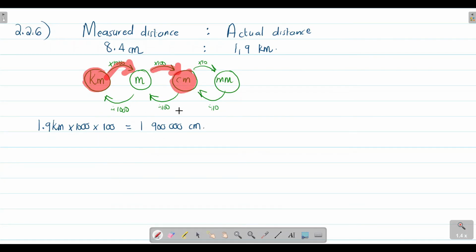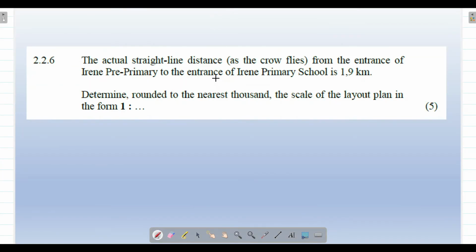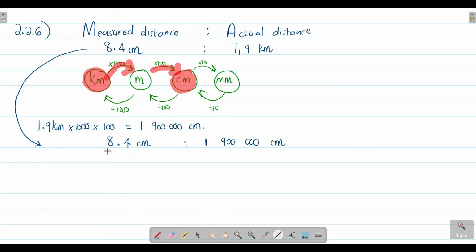Okay, so this is just our rough work. From here, we can then write that the measured distance in centimeters is 8.4 centimeters, and the actual distance in centimeters, so 1.9 kilometers in centimeters, is 1,900,000 centimeters. Since we've now got this ratio and the units are the same, we can continue to divide right through by 8.4. Why are we dividing right through by 8.4? Because we are told that we need to determine, rounded to the nearest thousand, the scale of the layout plan in the form of 1:something. That is why I must divide that 8.4 by 8.4, because I want it to be in the form of 1:something. So 8.4 centimeters, I'm going to divide by 8.4 centimeters. And what you do on the left hand side, you also need to do on the right hand side.